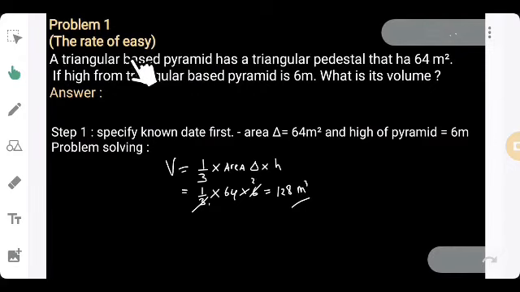Problem 1, the rate is easy. A triangular based pyramid has a triangular base of 64 meter square. If the height of the pyramid is 6 meter, what is the volume? Step 1, specify the data first. The area of the triangle is 64 meter square and the height of the pyramid is 6 meter. Problem solving: the volume equals the formula of a triangular based pyramid. Substituting the area 64 and height 6, the result is that the volume of the triangular based pyramid is 128 meters cube.